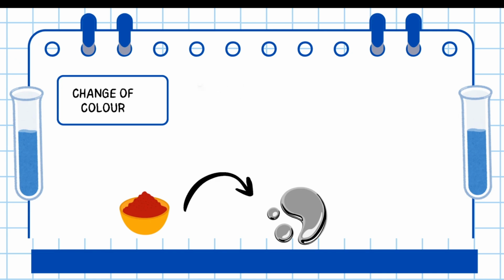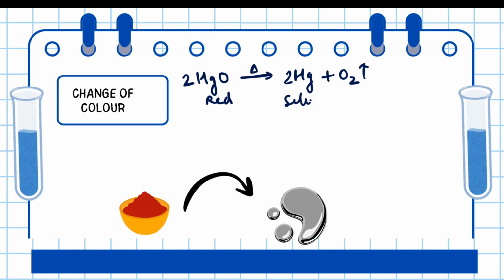Firstly, seeing the change of color, we have the example of mercuric oxide. This mercuric oxide, which is red in color, on heating decomposes to form mercury, and oxygen gas is liberated. So this is a simple reaction in which change of color is taking place. The red mercuric oxide changes into the silvery mercury which is being formed. Okay. So this example you can remember for change of color.